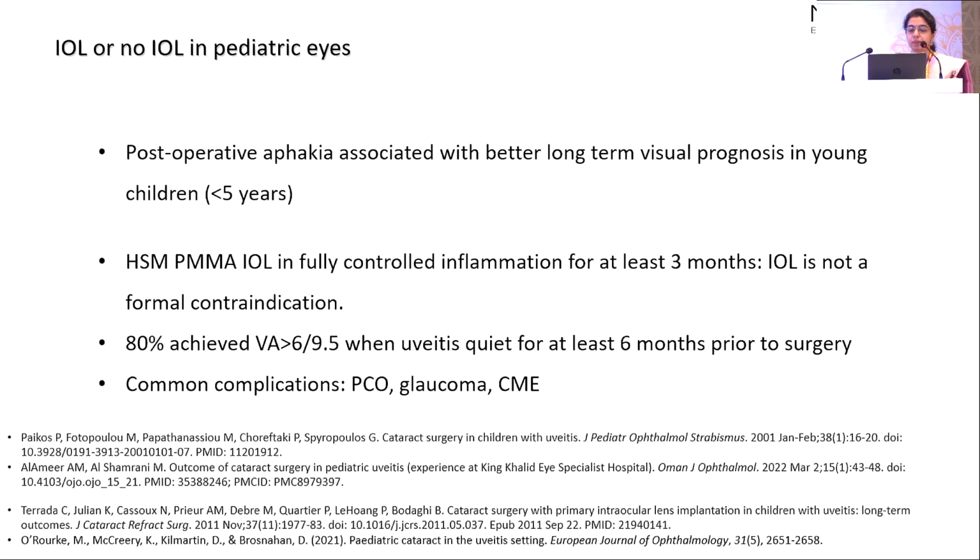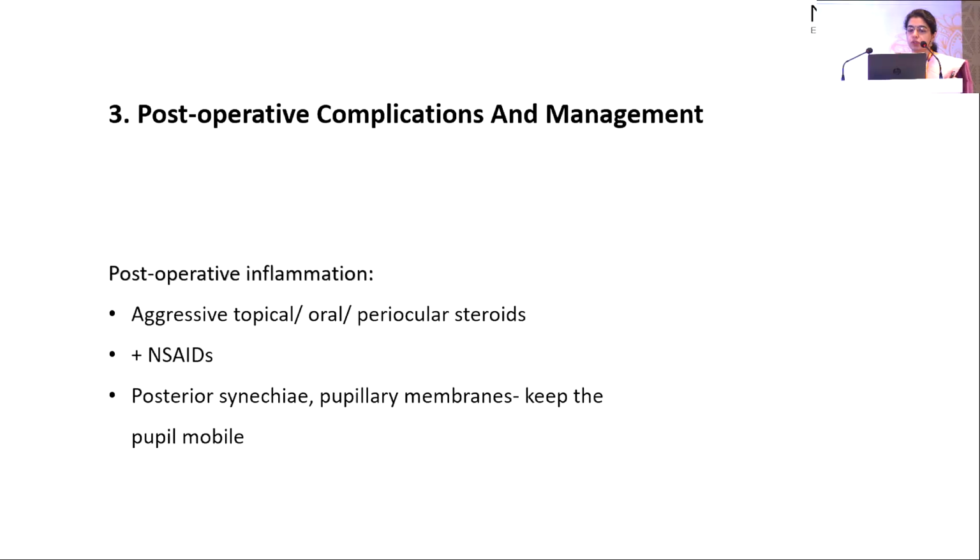But there are studies which have shown that with good control, intraocular lens is not a formal contraindication, and about 80% eyes achieved a visual acuity of better than 6/9.5 when uveitis was quiet for at least 6 months. So post-operative complications and management: aggressive topical, oral and periocular steroid should be given, plus topical NSAID should be given.